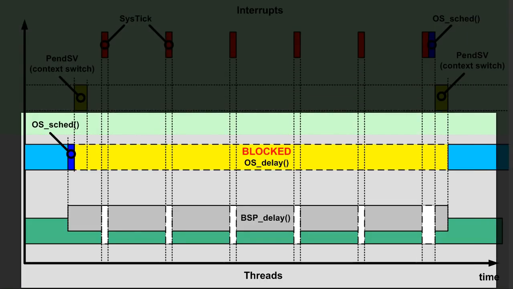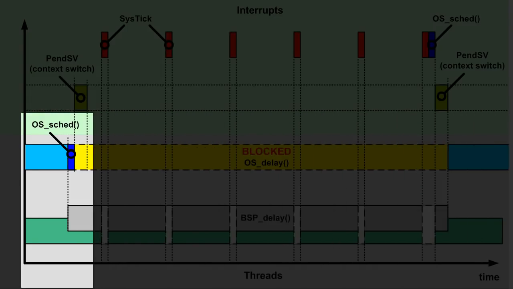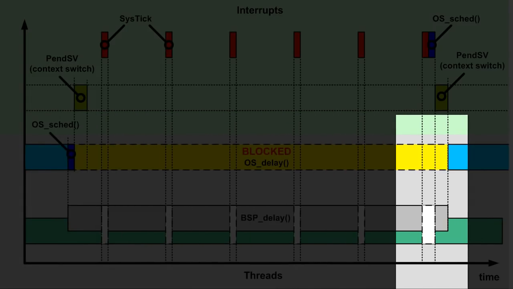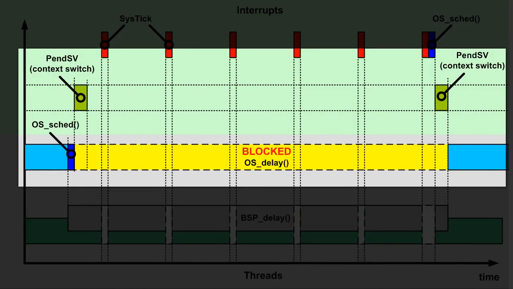From the perspective of the thread, the blocking delay will be no different whatsoever from the polling delay. Either way, the thread will simply call a delay function, which will not return until the delay elapses. But from the perspective of a system as a whole, this would make all the difference, because now the CPU cycles between the two context switches will be available to other threads that actually have something to do.